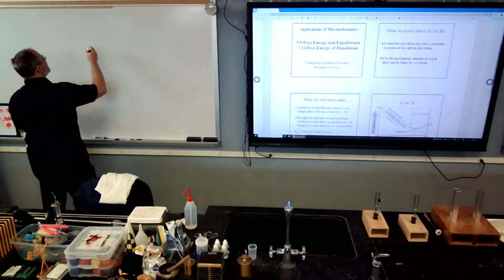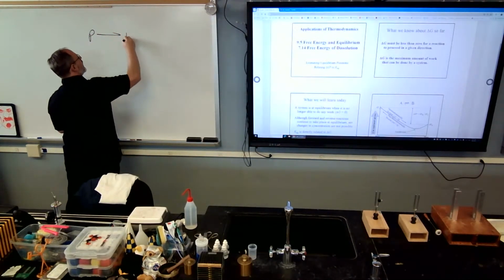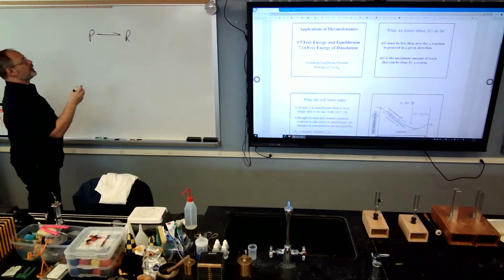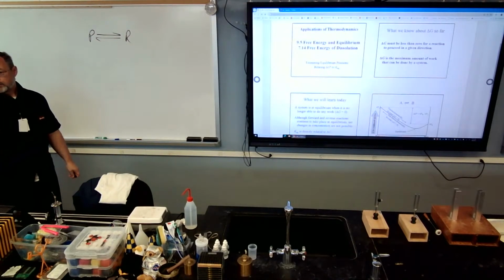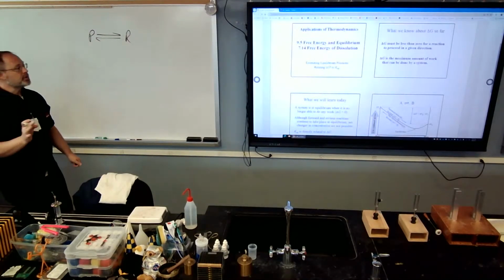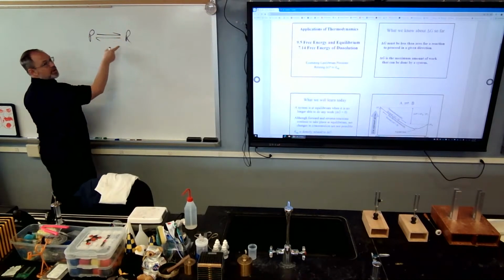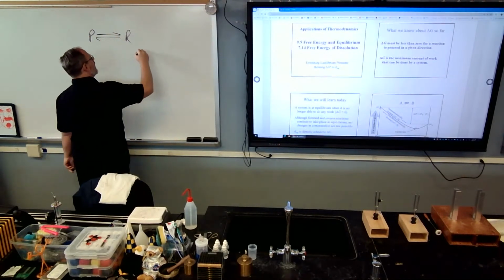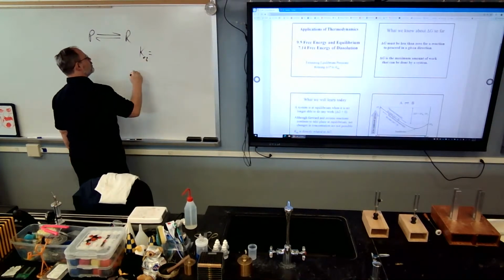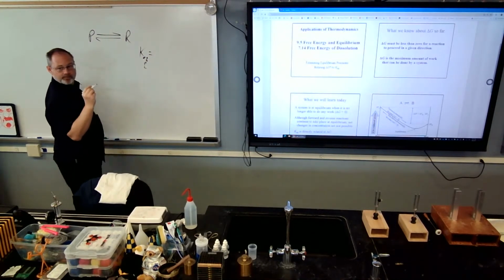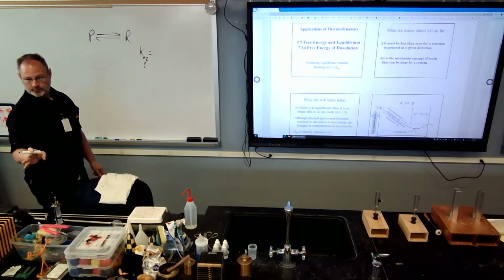Remember, when we have a system at equilibrium, we have products that are moving at a rate towards reactants, and reactants that are moving at a rate back to products. The definition of a system at equilibrium is when the rate of the forward reaction equals the rate of the reverse reaction. And for that value, we have a K value. I'm just going to call it K. Remember, we can have KP or KC: KP when we're talking about gases, KC when we're talking about concentrations.